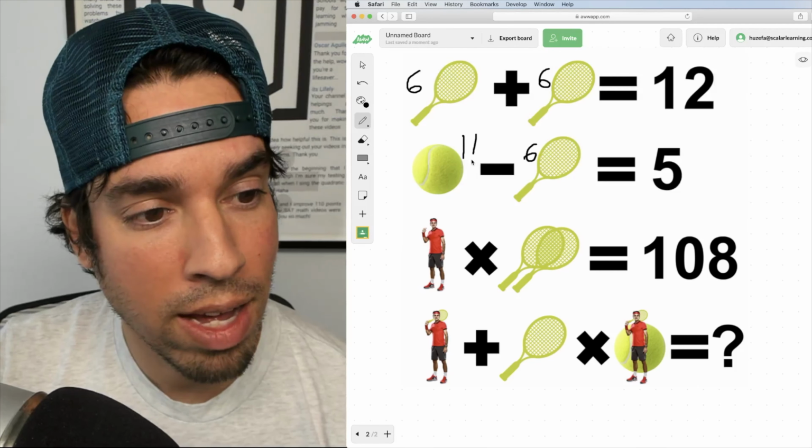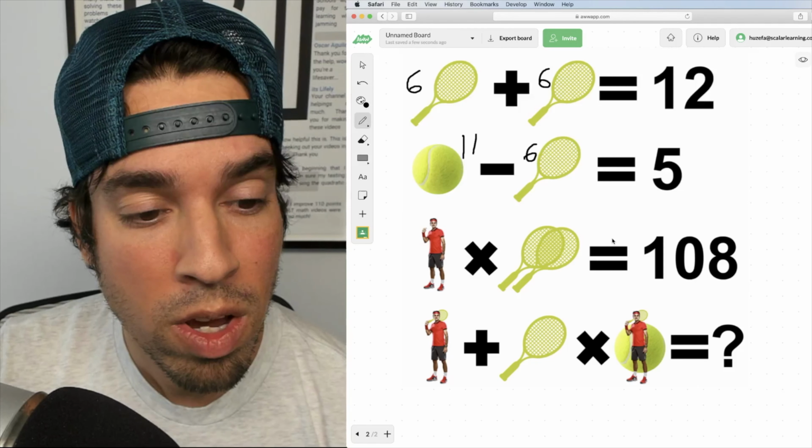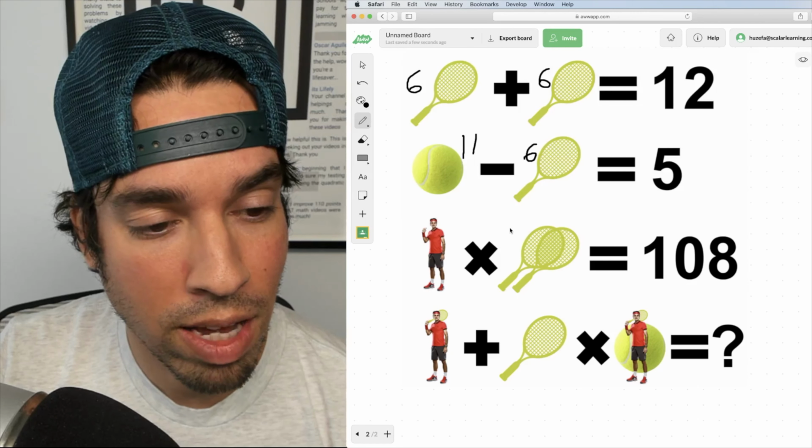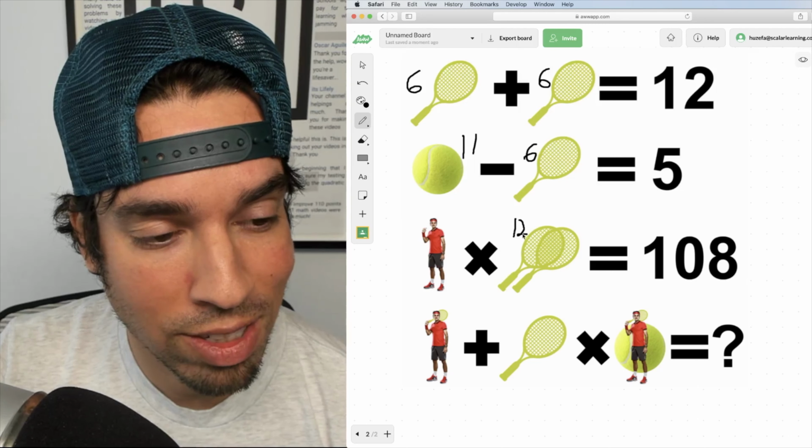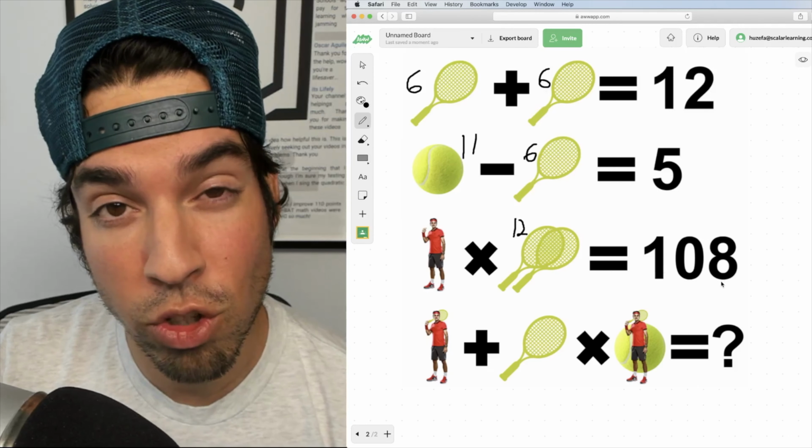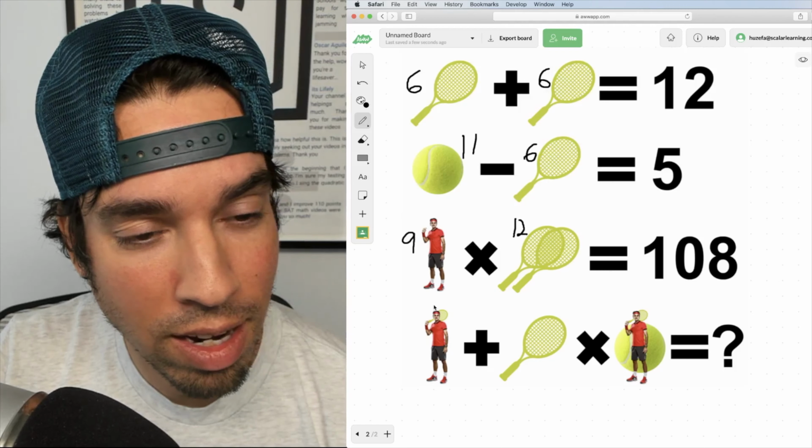That's great. Now we come down here and I see that Federer times 2 tennis rackets equals 108. Well, 2 tennis rackets must have a value of 12, right? If one is just 6. So what times 12 equals 108? That gives us 9 for Federer.